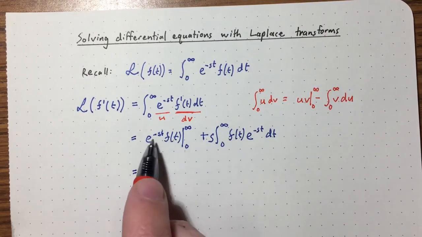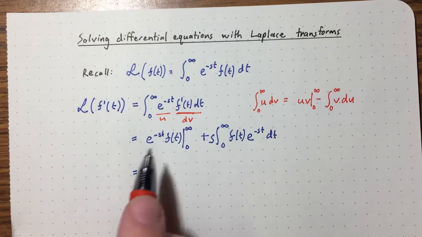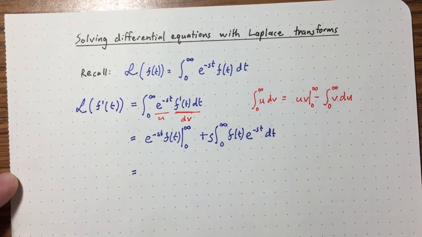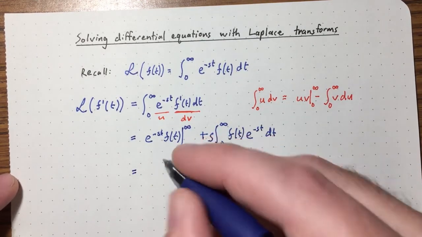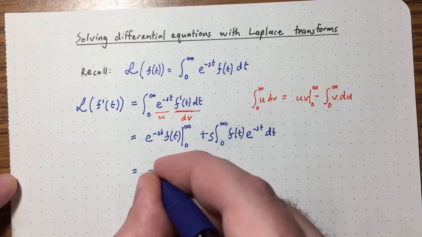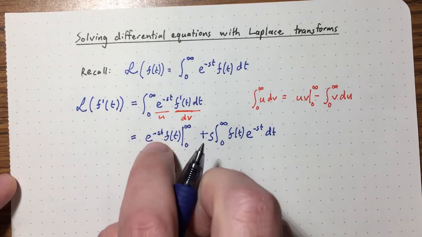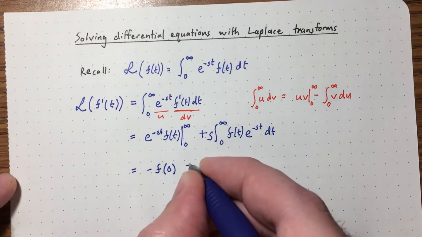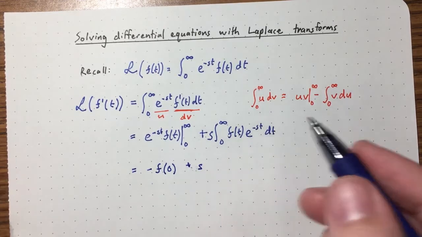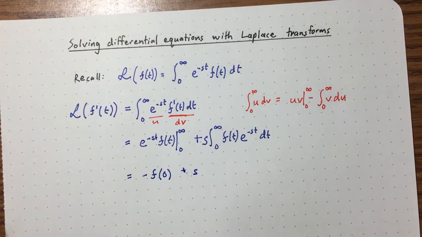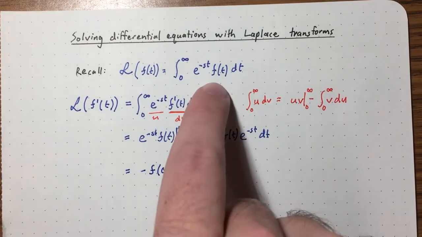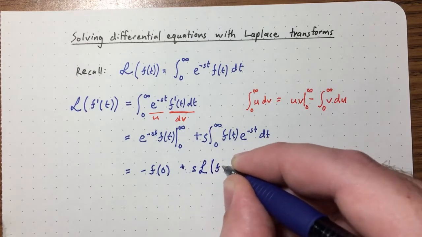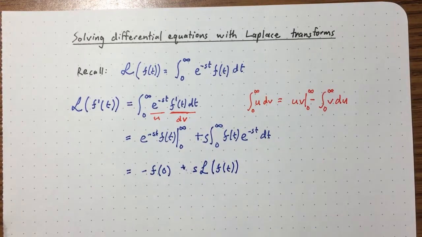And then when we plug in 0, well, what do we get? This part just becomes 1, right? So we get f of 0. Okay. So this actually just becomes f of 0, but it's minus f of 0, right? Because it's this evaluated at the upper limit minus this evaluated at the lower limit. So I get minus f of 0 and then plus s times, well, what is this right here? I'm sure some of you recognize that this is just the same as that, right? So it's just the Laplace transform of f, right? F of t, not f prime.